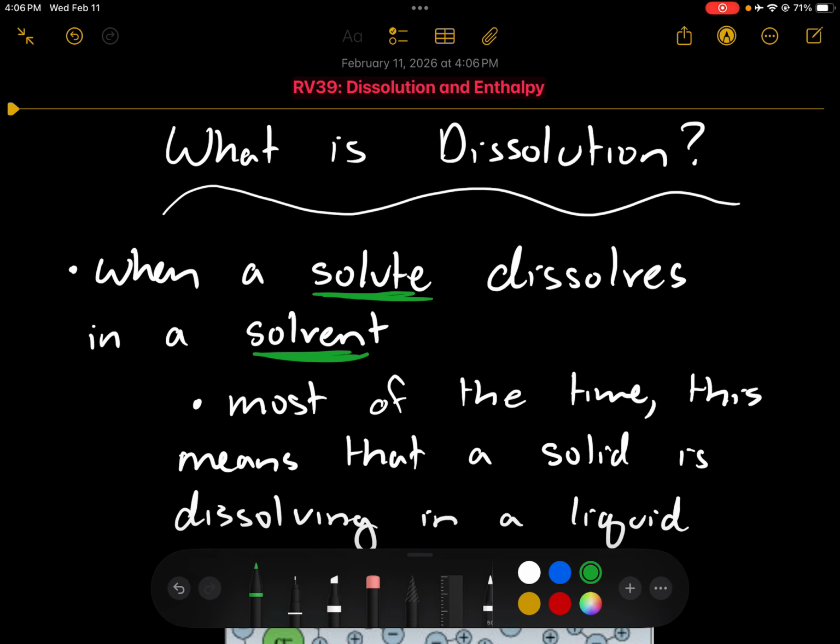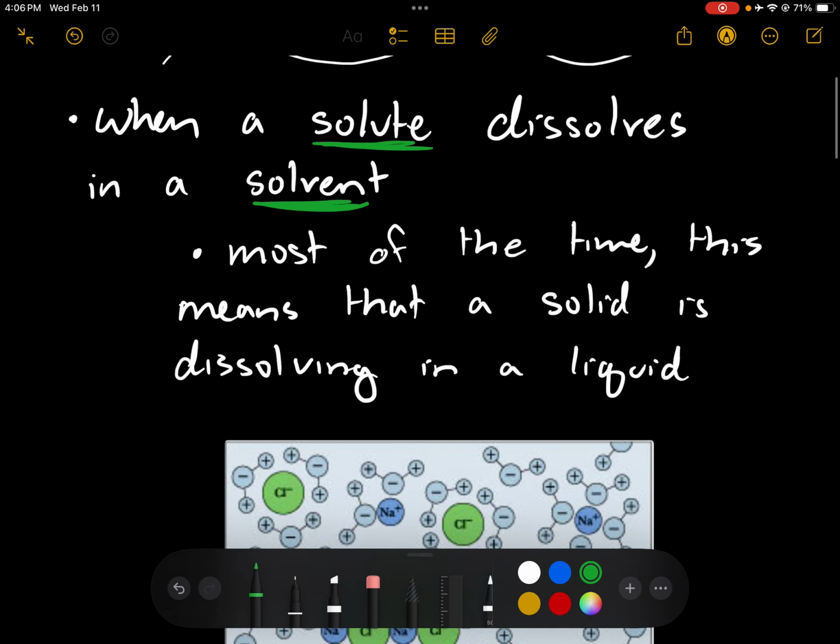So again, we can have solid solutions, liquid solutions, aqueous solutions, gaseous solutions, whatever, but most of the time when we talk about solutions in this class, we are talking about aqueous solutions, where the solute is dissolving in water. So most of the time, our solute is going to be a solid and our solvent is going to be a liquid. Again, most of the time it's going to be water.